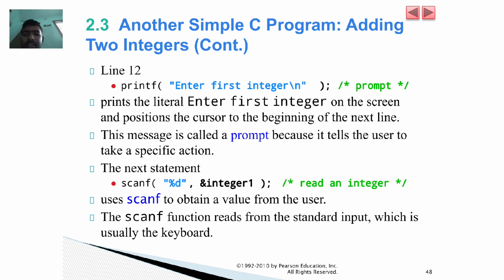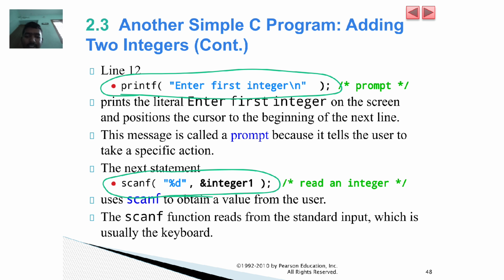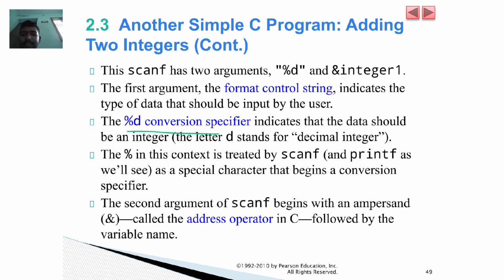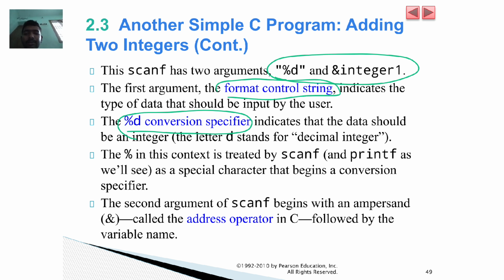Another simple program, as we have here. I am printing the first number to tell the user to enter the first integer, and here I am taking the first integer as input. Here I have %d. %d is a format specifier of the integer type, the format control string. As we are using an integer value, %d is the format specifier that we have to use. While we are printing or taking input, we should use %d to print or to take the input of an integer.